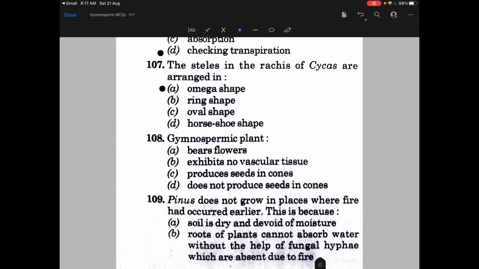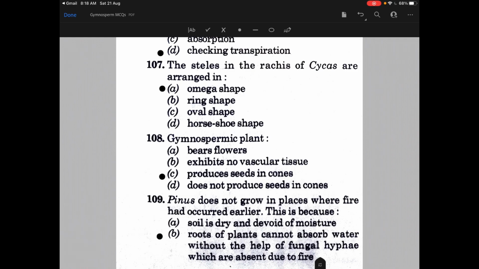Next, gymnospermic plants, choose the following options. The answer is C, they produce seeds in cones. Next, Pinus does not grow in places where fire had occurred earlier. This is because of dash? And the answer is B, that is roots of plants cannot absorb water without the help of fungal hyphae, which are absent due to fire.